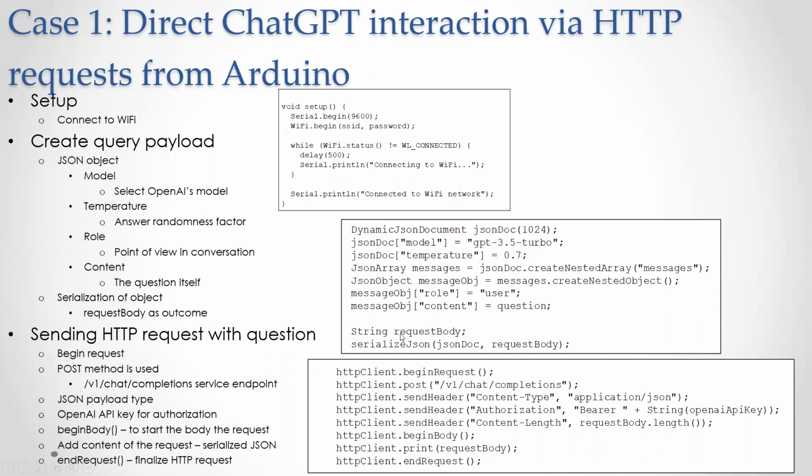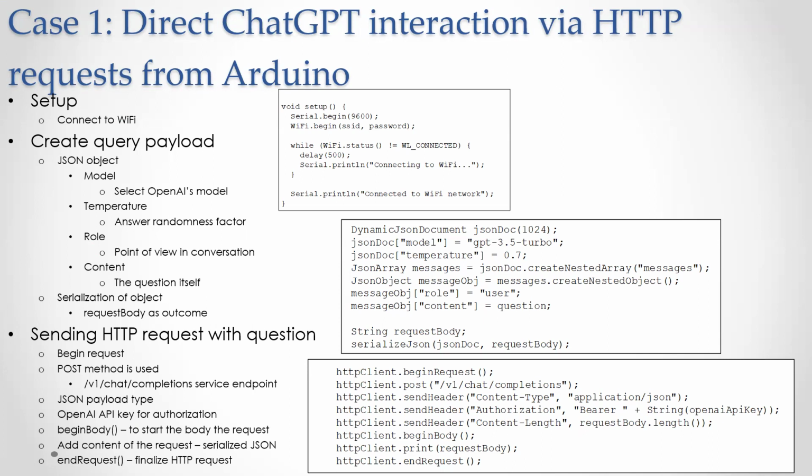And in the end, we actually serialize this JSON object into a request body, and then we use it further for the HTTP request. In this HTTP request, we use the previously defined HTTP client object. We begin the request, and we create a POST request by saying begin request, then we say post, and put the endpoint of the service. It's v1 chat completions, the endpoint of OpenAI's ChatGPT service, which is available online.